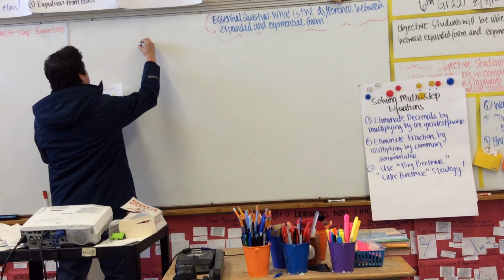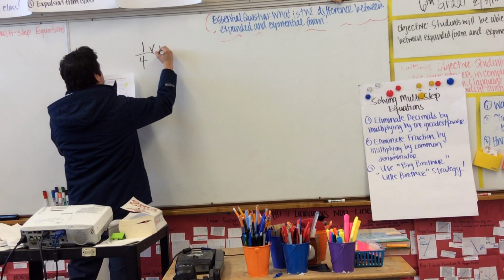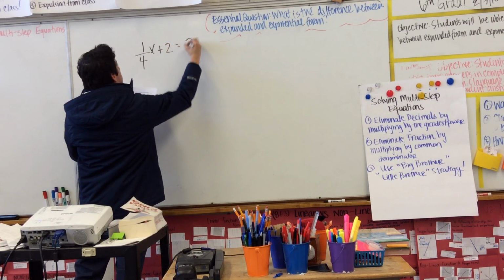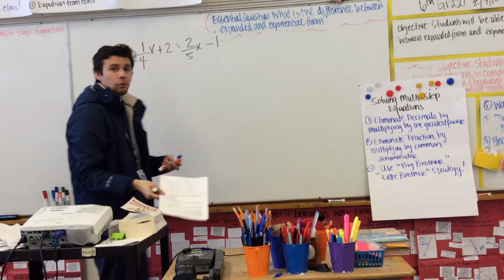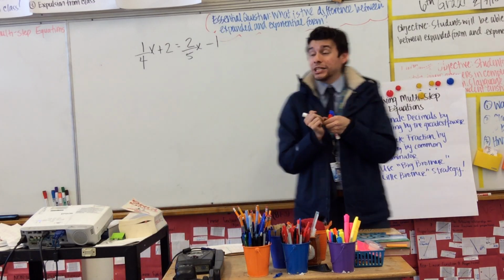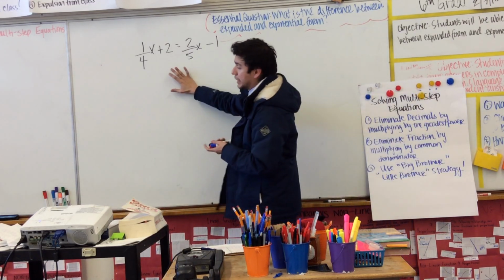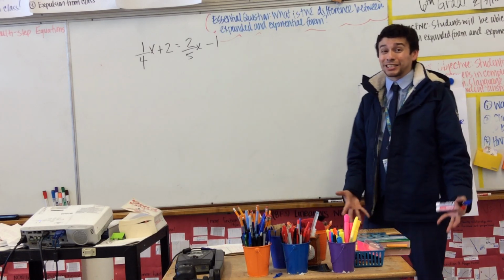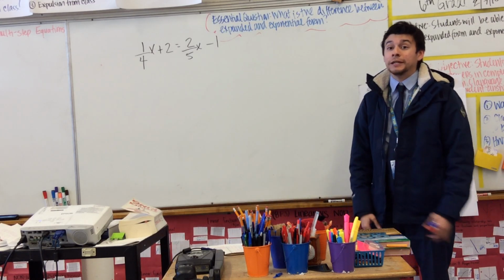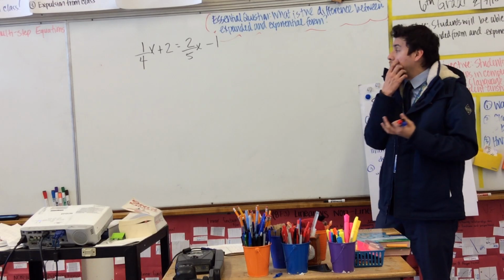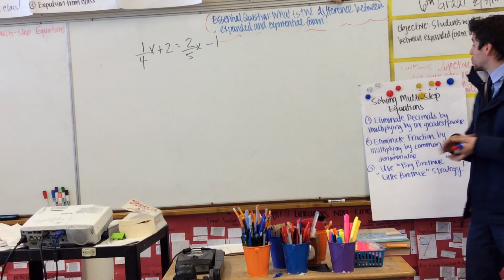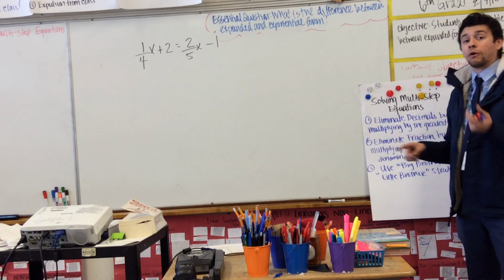First problem is 1/4 x plus 2 equals 2/5 x minus 1. Okay, once again, this is a multi-step equation because you have variables on both sides. And the worst part is you have fractions. Those fractions are dangerous. They're pretty much going to mess up the problem. So the first step is to eliminate any decimals or fractions.